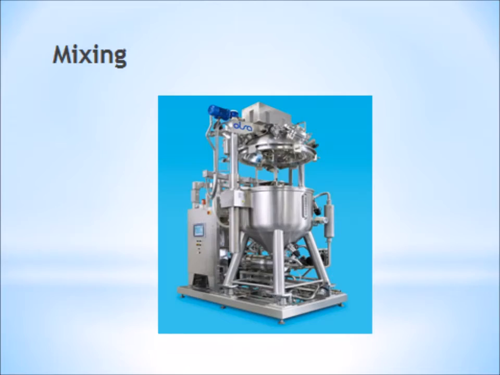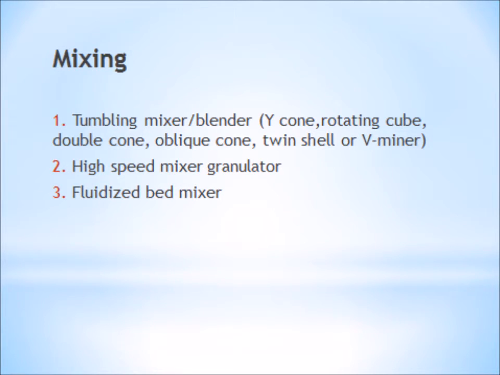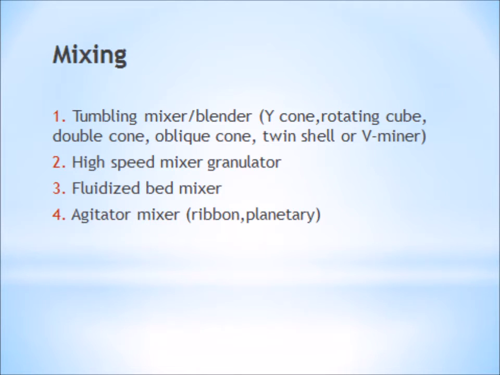Mixing. Examples of mixing machines are tumbler mixer or blender such as Y-cone, rotating cube, double cone, oblique cone, twin shell, or V-mixer, high-speed mixer granulator, fluidized bed mixer, agitator mixer such as ribbon and planetary.